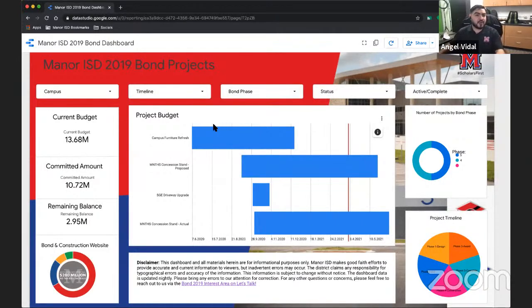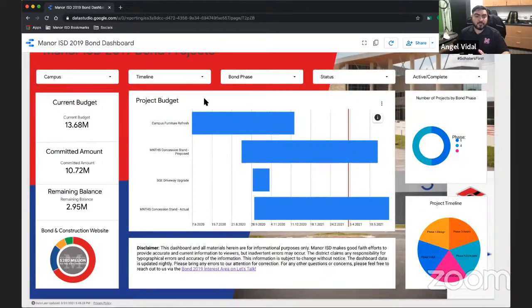My team and I are building this current dashboard for all bond projects, which will be going live shortly. As you can see here, we have an outline of what the dashboard itself will look like. And there's a disclaimer down at the bottom that says this dashboard and all materials herein are for informational purposes only.